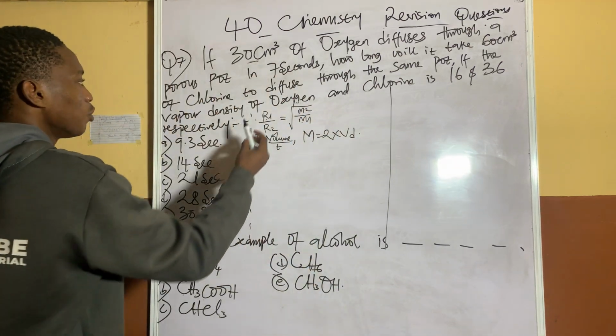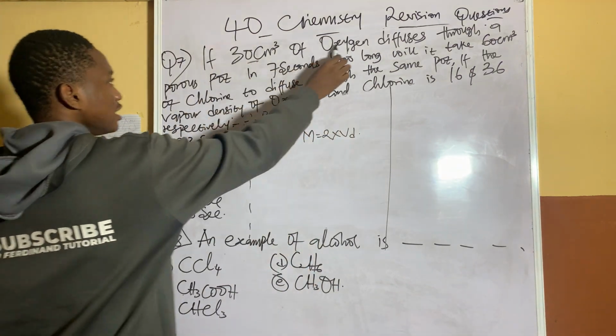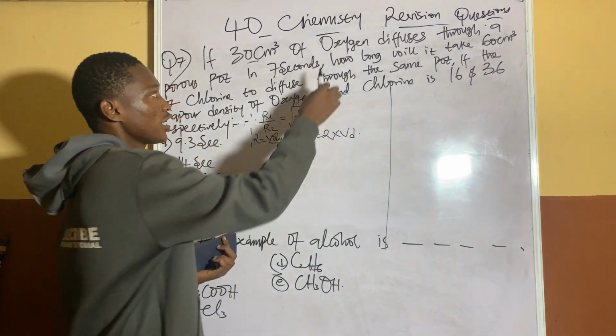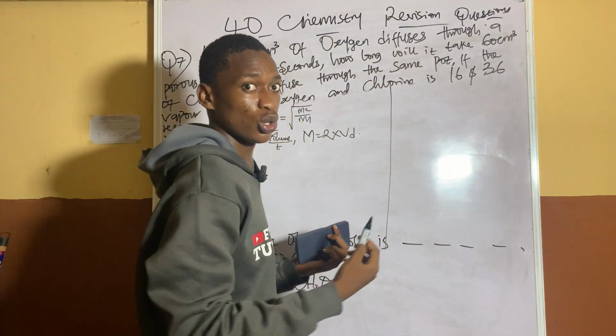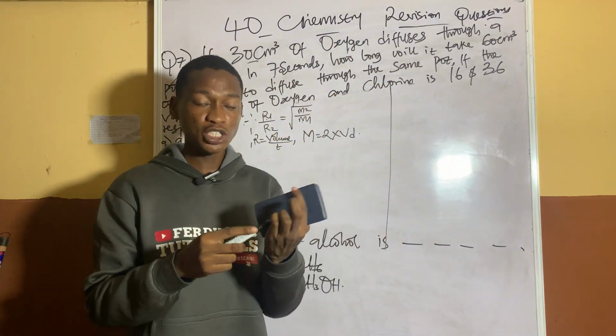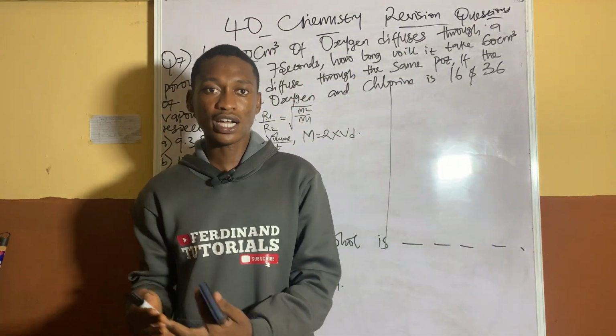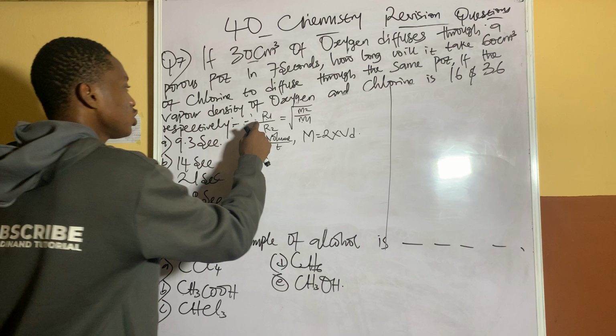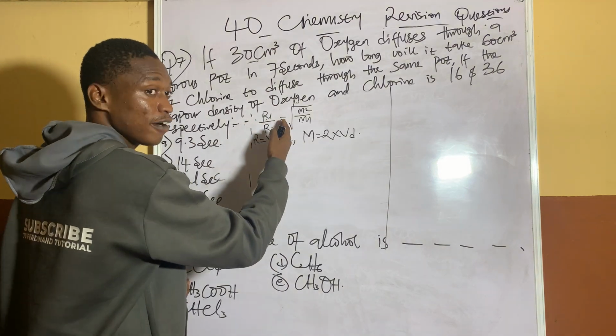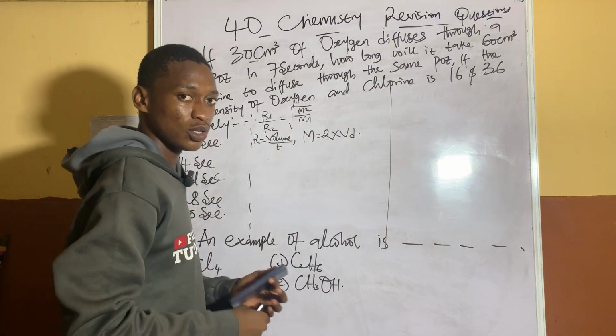Remember, gas 1 here is the first gas that was mentioned, so gas 1 is our oxygen. Gas 2 is chlorine. The first gas mentioned in the question is usually your gas 1, and the second gas mentioned is your gas 2. So we want R1 over R2. We don't have the rate and we don't have the molar mass, so let's start looking for them.